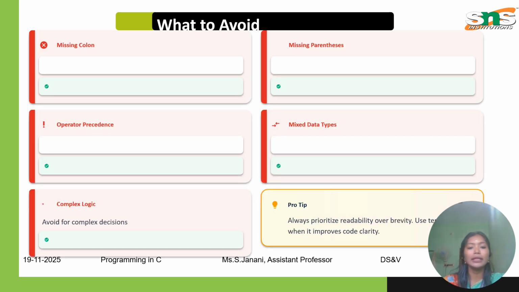Next we are going to see the things to avoid in the conditional operator: mixed data types, operator precedence errors, missing colons and missing parentheses. This is important because C is a structured language, so you have to maintain the parentheses and semicolons properly.